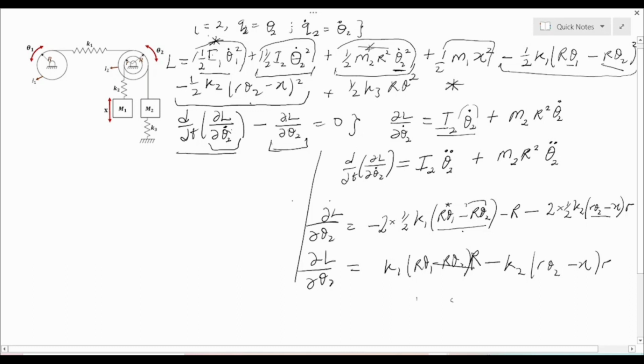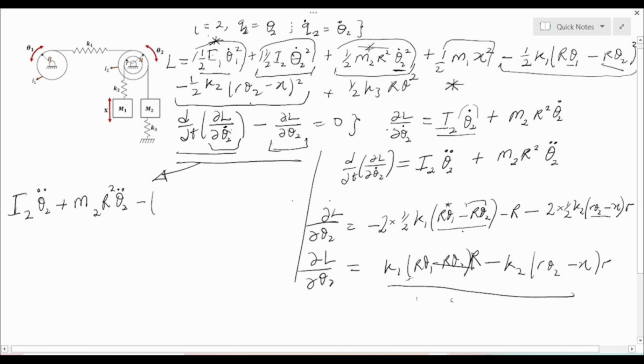So if we bring all these terms together, considering our Lagrange formulation here, the first term d/dt dL/d theta 2 dot, we got I2 theta 2 double dot plus m2 r squared theta 2 double dot. Then we have minus the other term, which is dL/d theta 2.